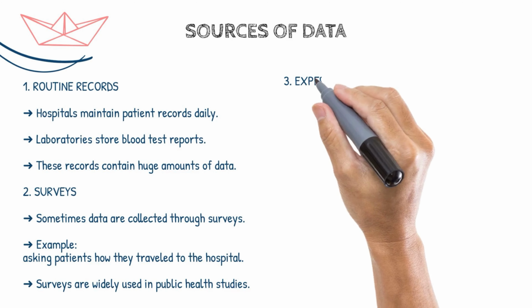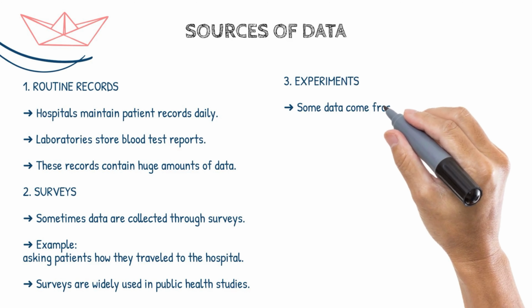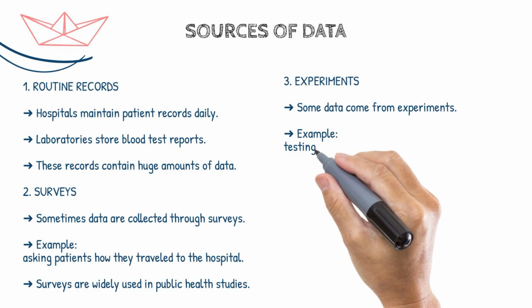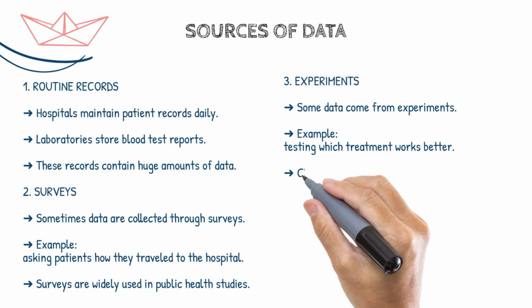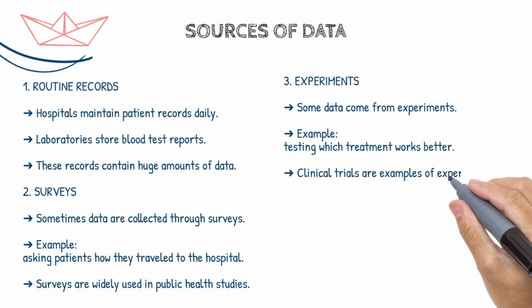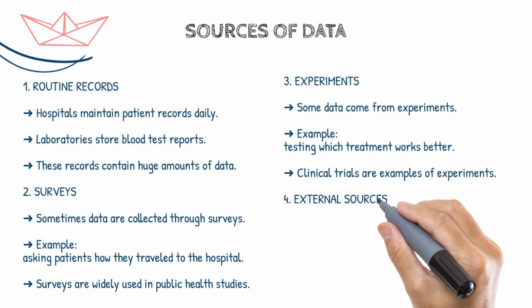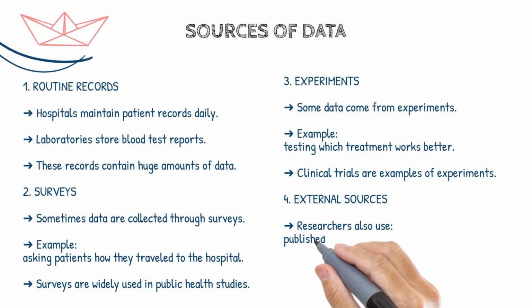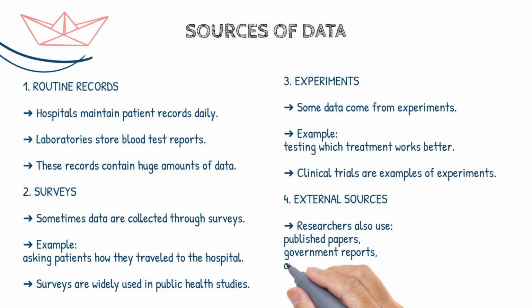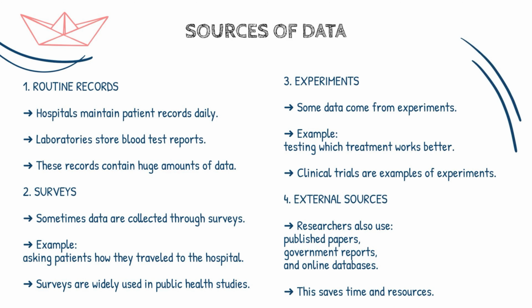3. Experiments. Some data come from experiments. Example: testing which treatment works better. Clinical trials are examples of experiments. 4. External sources. Researchers also use published papers, government reports, and online databases. This saves time and resources.